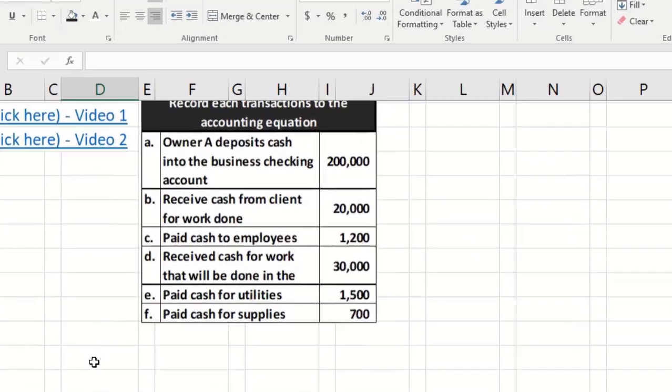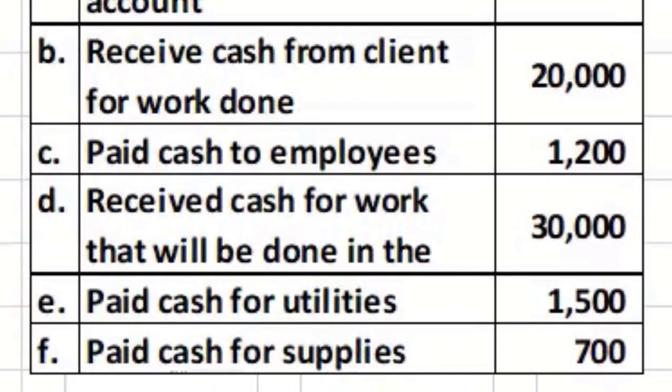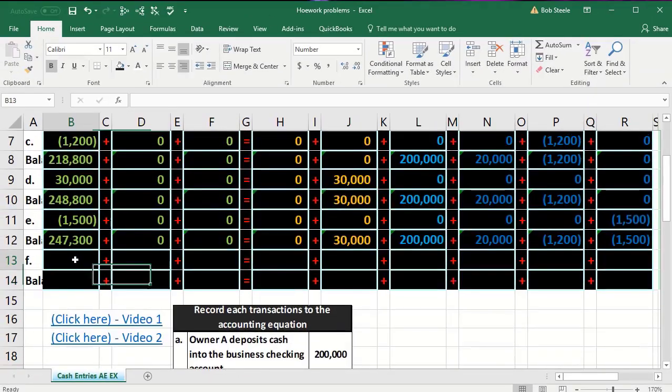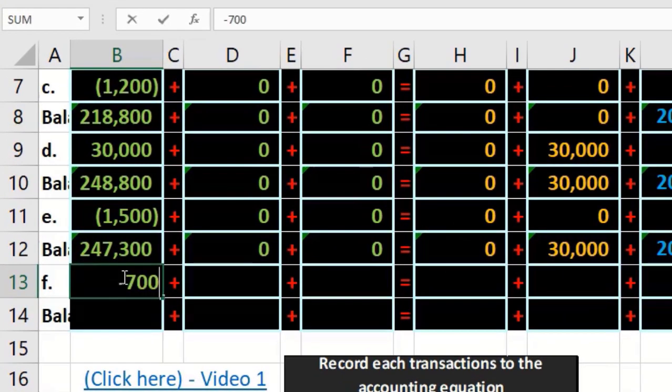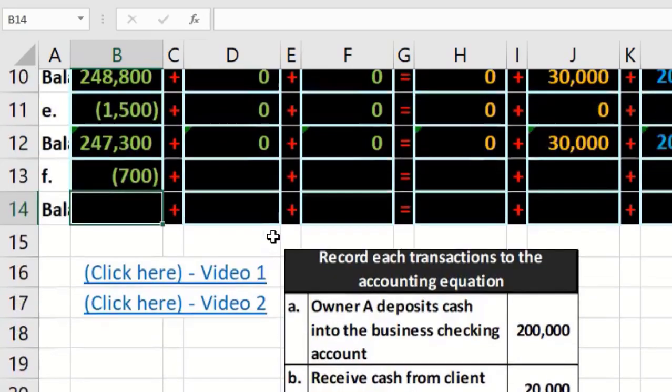Last transaction, transaction F, paid cash for supplies, $700. First question, is cash affected? This is the cash count. I know we can't see it up there, but this is the cash count as we've seen all the way through here. And cash is affected. We're paying cash and therefore cash is going to go down. So I'm going to say negative 700. When we select enter, we know that the cell will then format with those brackets, like so. And we paid the 700 for supplies.